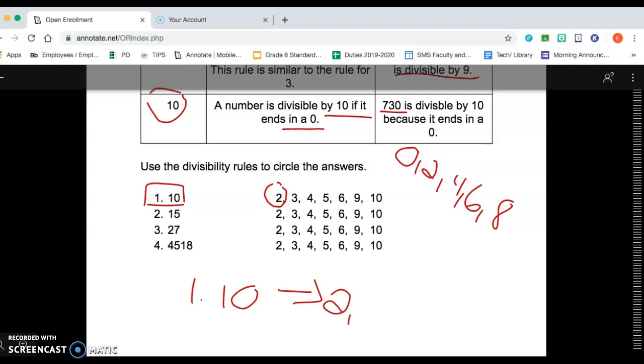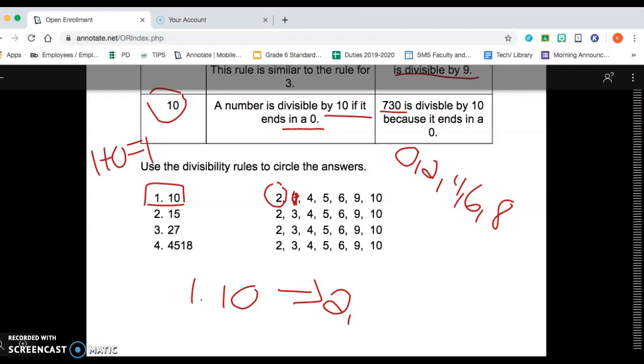Okay? So now we're going on to 3. Remember, for 3 we add up the digits and see if it's divisible by 3. So we have a 1 and a 0, so 1 plus 0, that's just 1. And 1 is not a multiple of 3, so this is not divisible by 3. So I'm going to scratch 3 out because it's not divisible by 3.